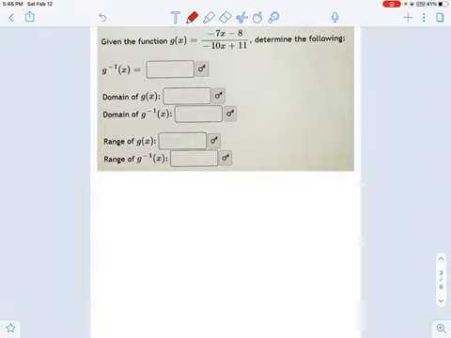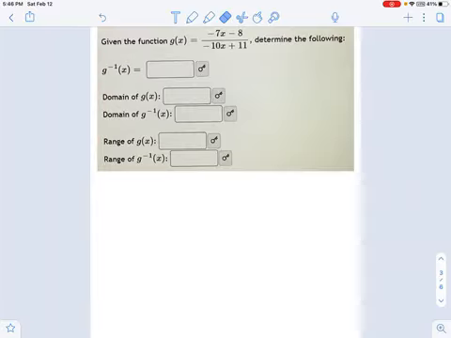I'm given here a rational function, g of x, and told that it's equal to negative 7x minus 8 over negative 10x plus 11. And we're asked for a couple things. First of all, I want the inverse of g. I want the inverse function. And I want domain and range of both.